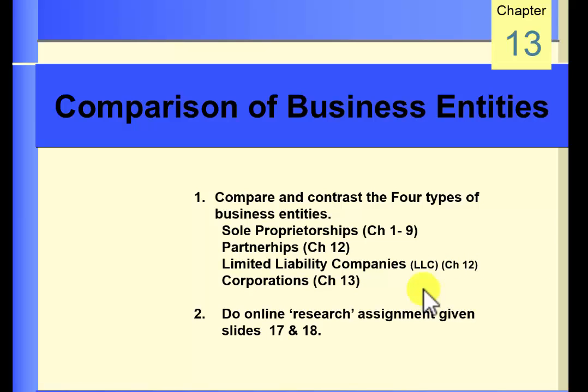After we've covered all of these different business entities, in this PowerPoint, and also listed in Canvas, you have an online research assignment given in slides 17 and 18.